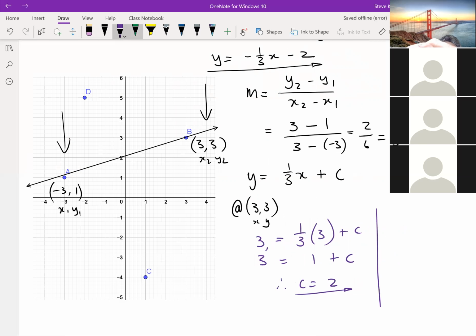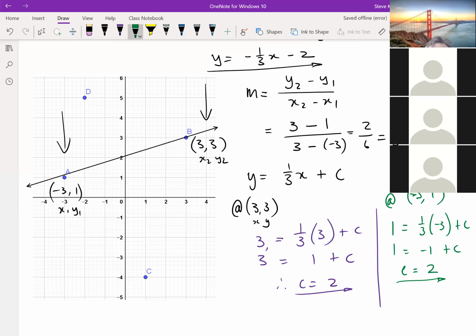Had I gone and taken the other point, the point -3, 1, then my y value is 1, it's going to be 1/3 times my x value, which is -3, plus c. Now, 1/3 of -3 is -1. So I've got 1 is equal to 1 minus 1 plus c. So hopefully you can see once again, c is going to equal 2. And so I've got the equation y is equal to 1/3 x plus 2.